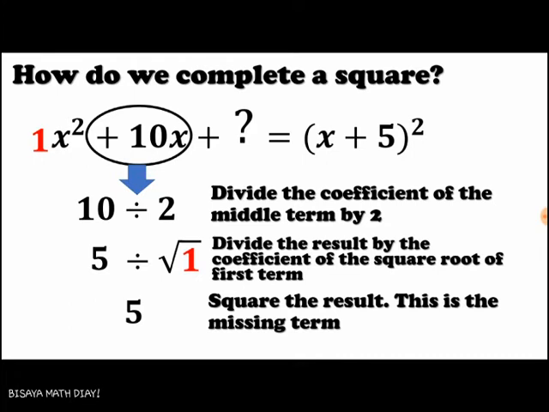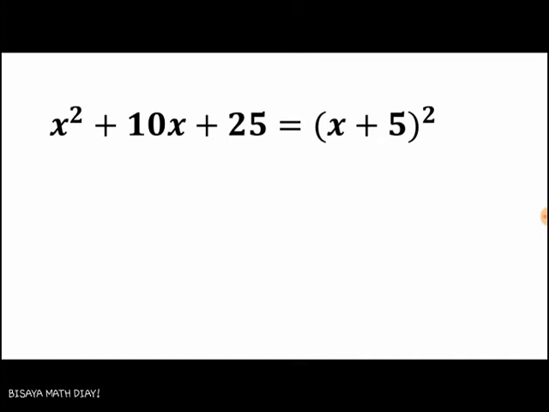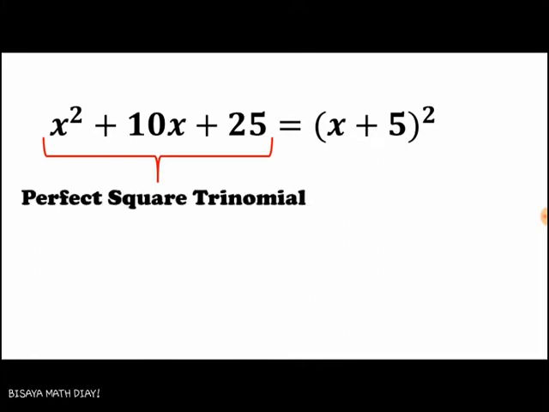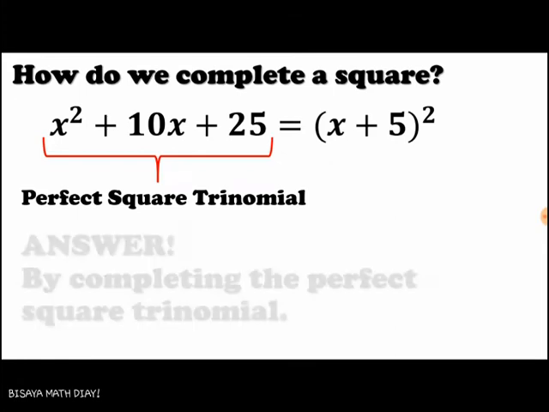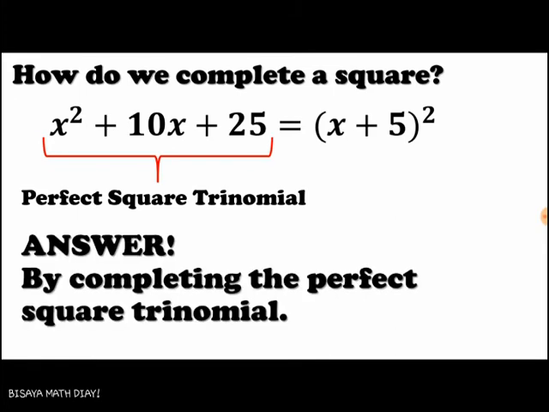So, ang atong gipangita nga term, which is 5. So, that means we square 5. And so, back there, it's 5 squared. And that is equivalent to 25. Next. So, x squared plus 10x plus 25 is equal to x plus 5 squared. Ang atong trinomial, that's the perfect square trinomial. Question is, asa na ito pag-complete na square? By completing the perfect square trinomial. Atong lang kumplitohon. And usually, ang third term ang unknown.